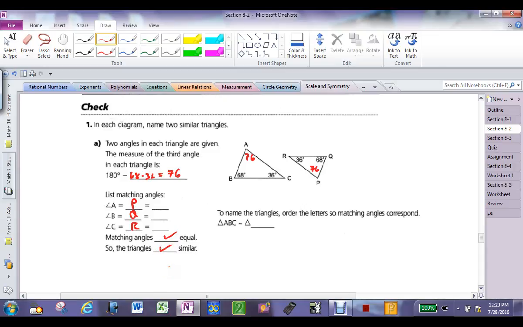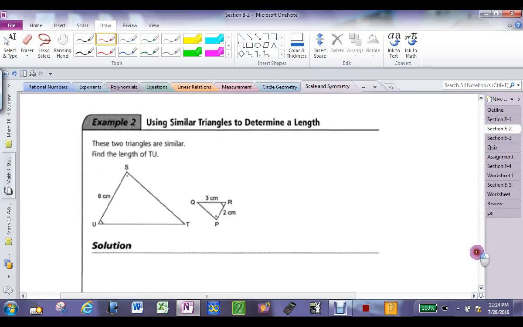Now you've got to name it properly. ABC. So what's this guy's name? PQR. Why? Because I went 76 to 68 to 36. So I go 76 to 68 to 36. I check my rotation. Everybody good? Yeah. And the last thing we have to do with these notes is apply it.